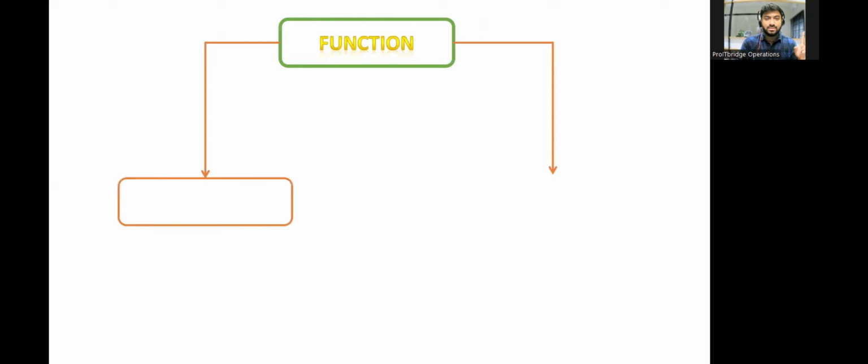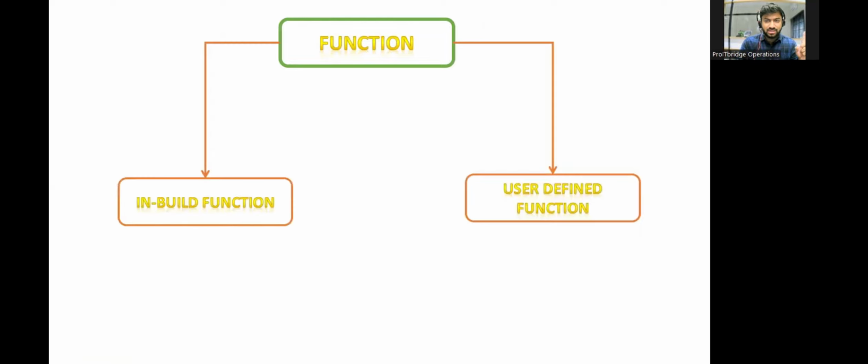Then next, what are the different types of functions? We have various types: inbuilt functions, recursive functions, user-defined functions, and lambda functions. But the two major ones are inbuilt and user-defined functions. Recursive, lambda, and the others we will study as we move further. But these are the two major types.